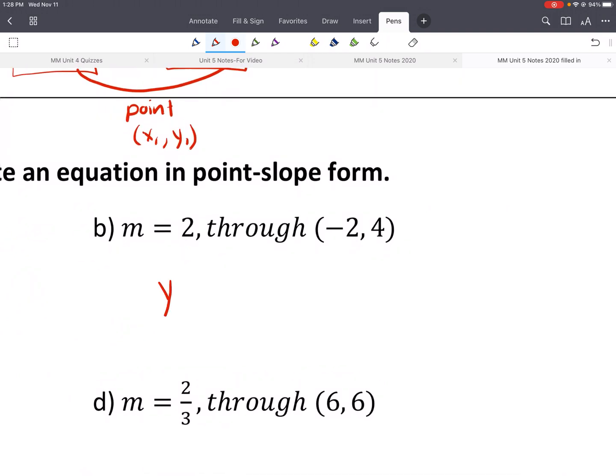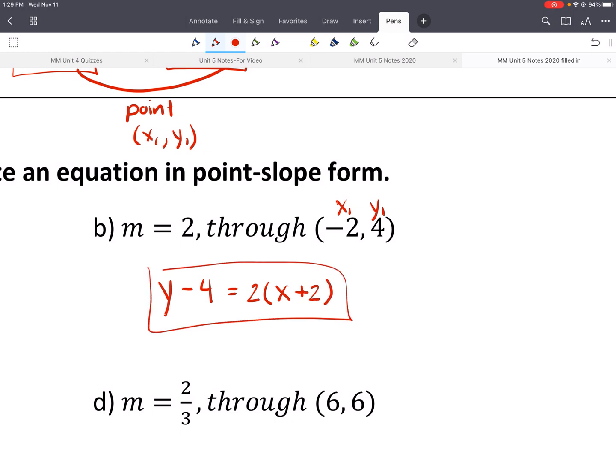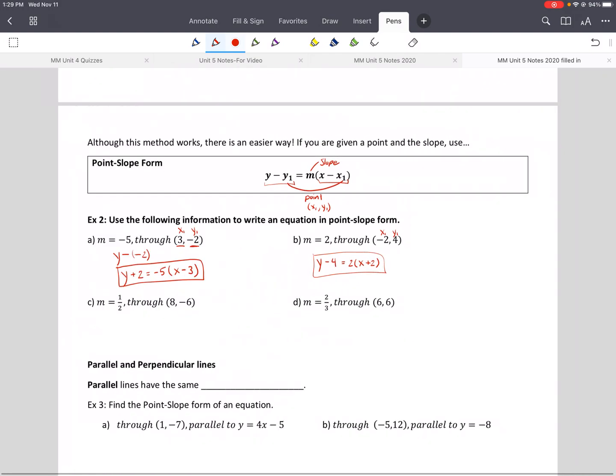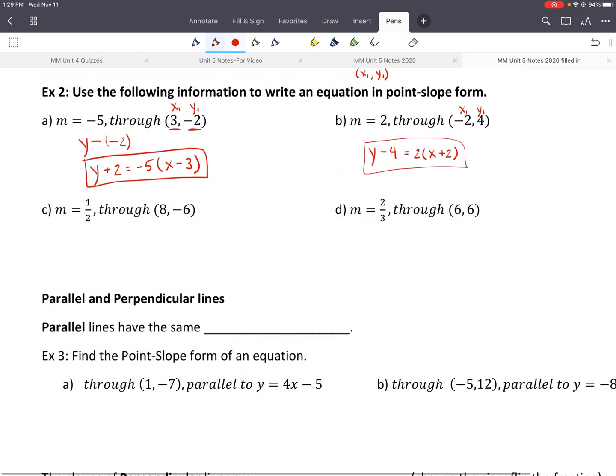So y, and then this will label these x1 and y1. So y minus y1, which will give us 4, negative 4. So again, that kind of changed that sign, is equal to our slope, which is 2, and then we'll do x minus x1, which will end up giving us a positive 2, plus 2. Right? So pause and see if you can do C and D by yourself.